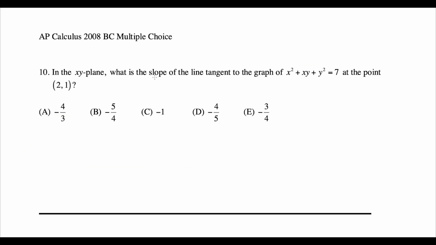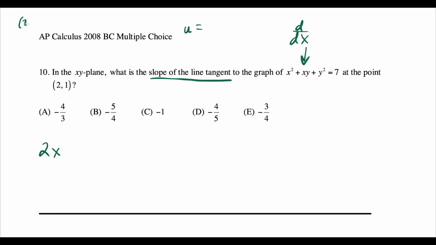For question 10, we're finding the slope of the line tangent to this curve, and we're at the point (2, 1). So this is just all technique. We're going to be finding the derivative. So we're taking the derivative with respect to x of this equation, and we have to use implicit differentiation. The derivative of x squared is 2x. And if you can't do this part in your head, that's okay. This is going to require the product rule.